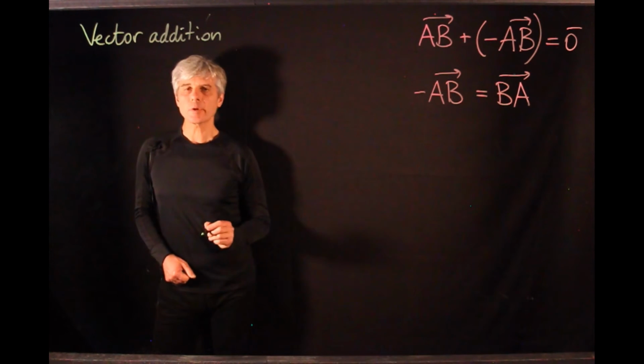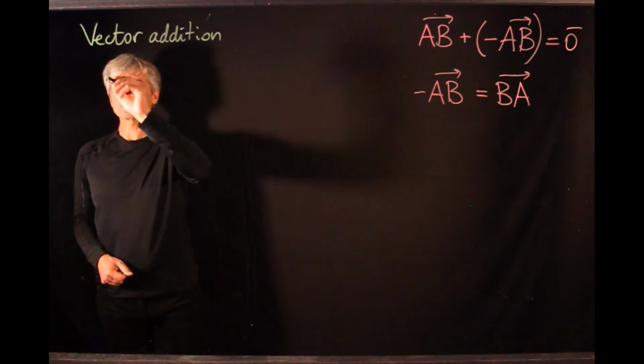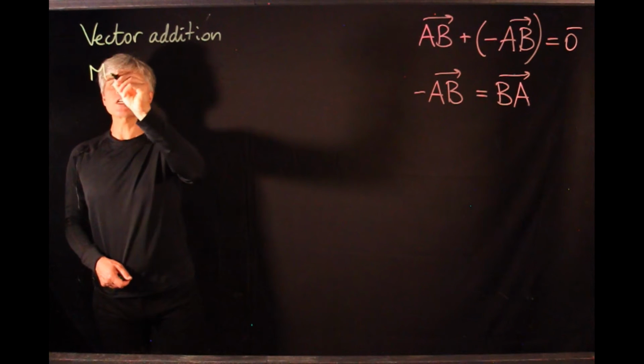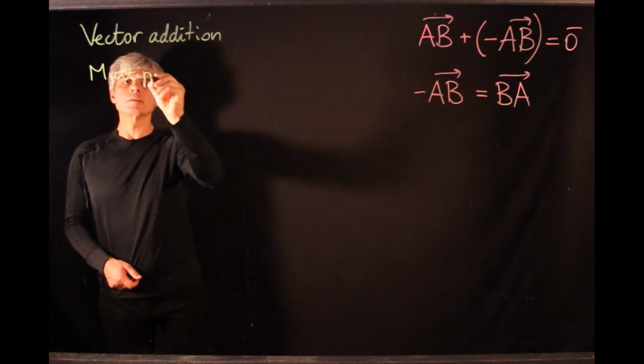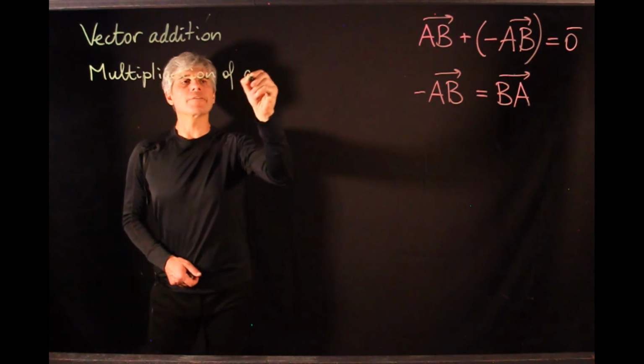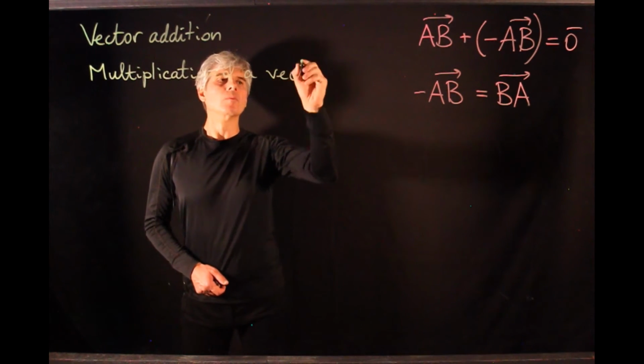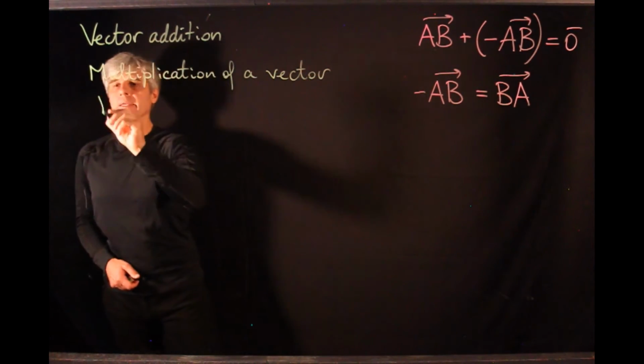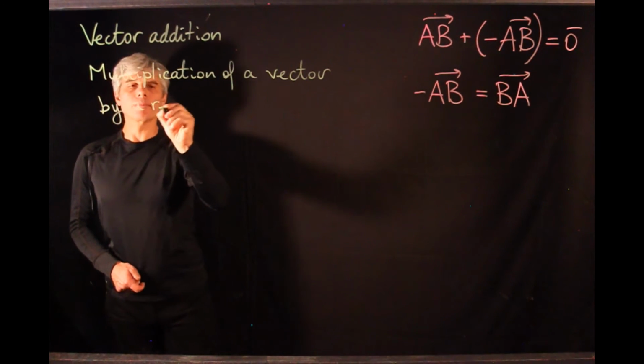There is a second operation on vectors that we will need. This will be a multiplication of a vector by a real number.